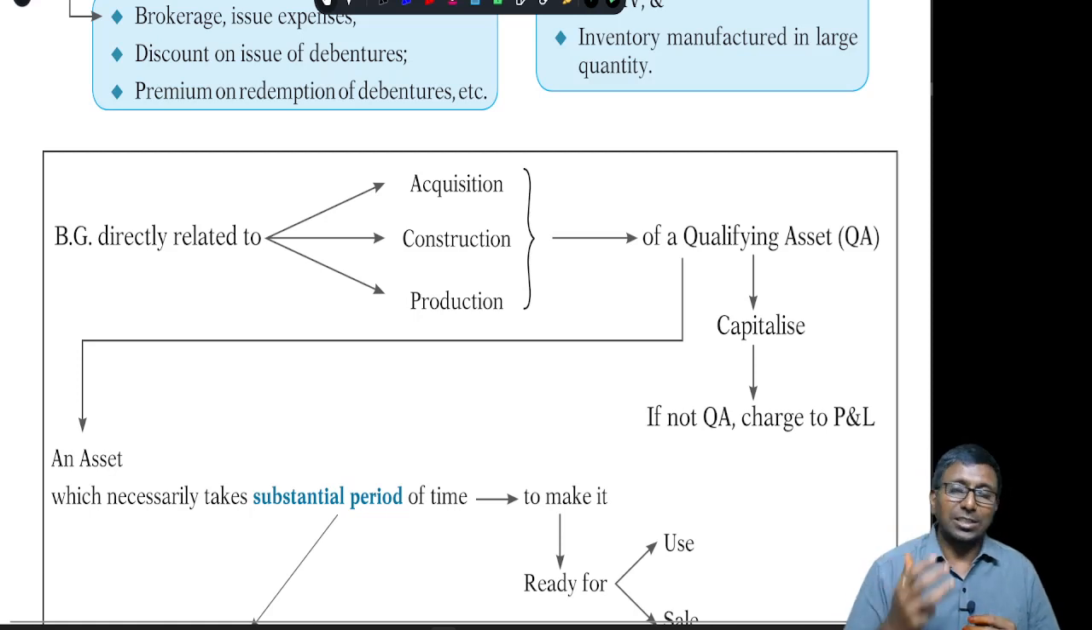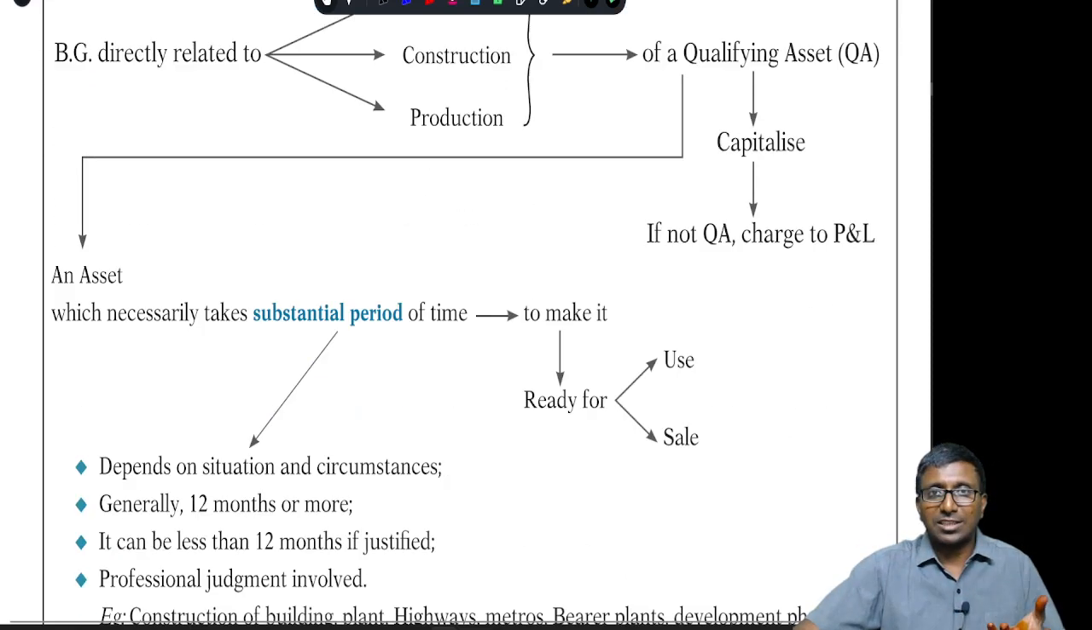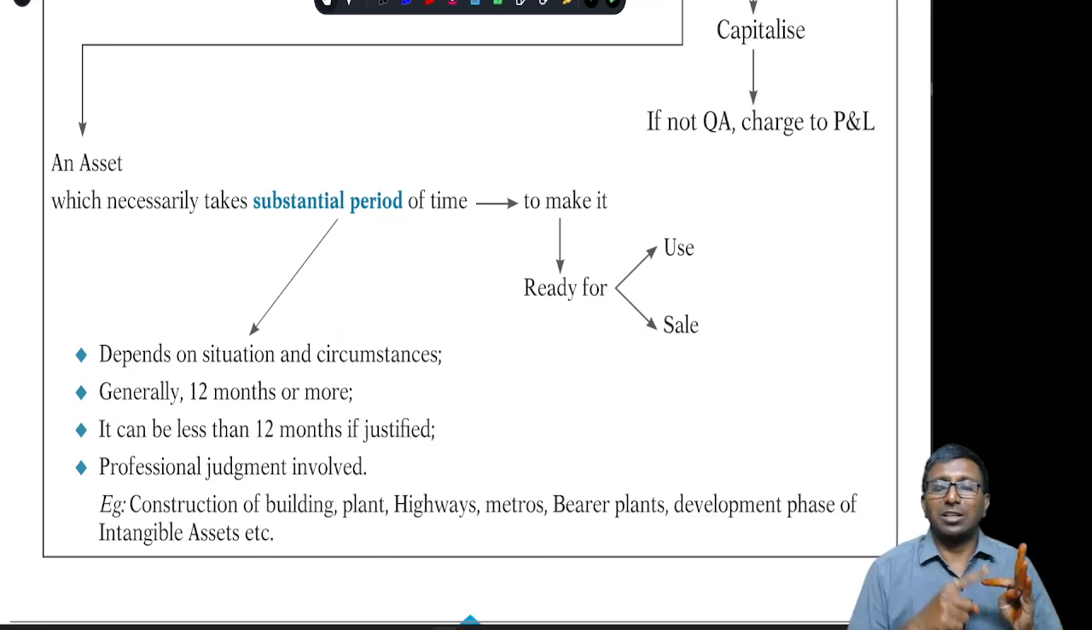A qualifying asset is an asset that necessarily takes a substantial period of time to get ready for its intended use or sale. When they say use, that can be property, plant and equipment, an intangible asset, or investment property. And if it is meant for sale, that means inventory. If inventory is a qualifying asset, then interest is supposed to be capitalized.